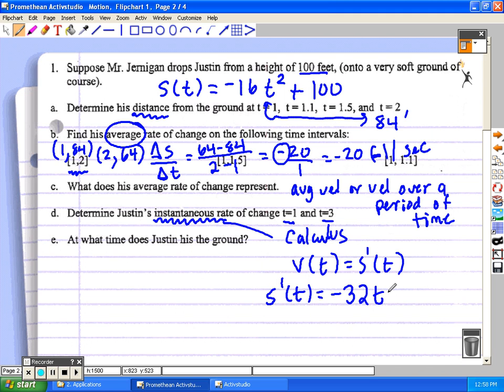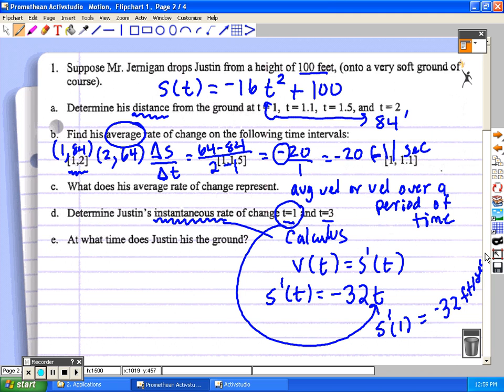And the question says, what was his instant velocity at 1 second? So I'm going to substitute 1 in here. And when I do, the derivative at 1, which again is the velocity, will be equal to negative 32 feet per second. Same thing with 3. I'm going to substitute 3 in place of t. And that will tell me his velocity in feet per second. And that is his instant velocity. If we took a picture and we froze time and we wanted to know how fast he's moving at that point, that would be the instant velocity.